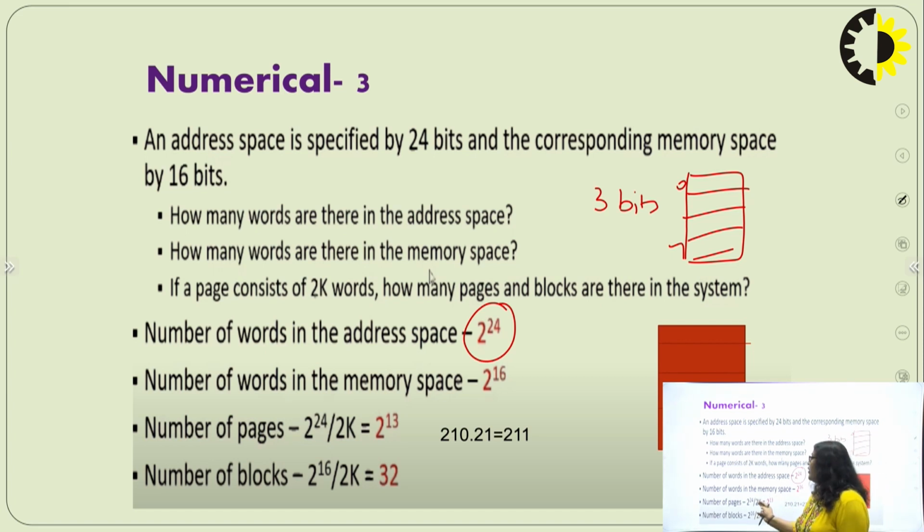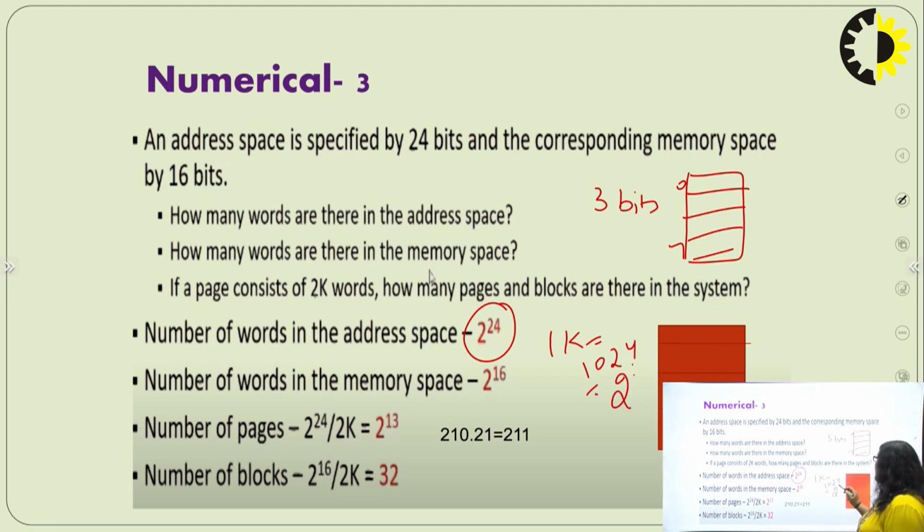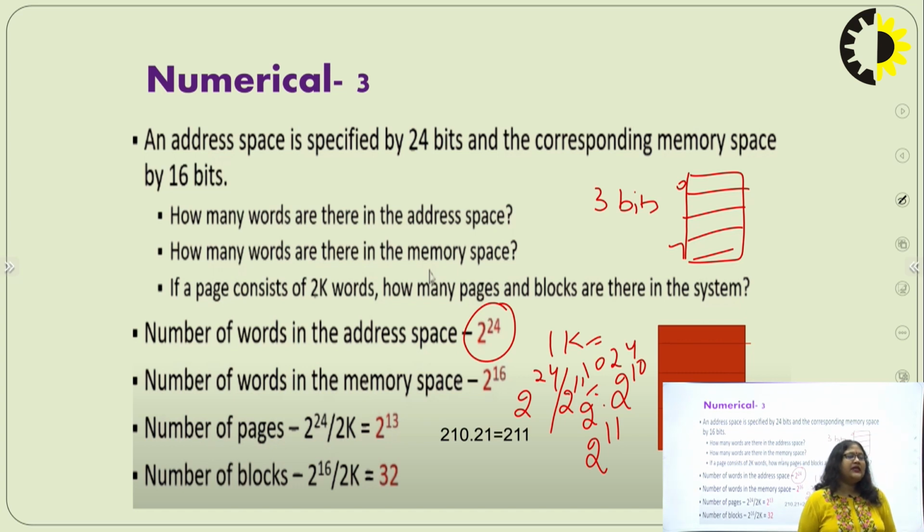We know the total number of words, and each page consists of 2k words. So we just have to divide 2^24 by 2k. 1k equals 1024, so that is 2^10, and 2k is 2 times 2^10, that is 2^11. So we have 2^24 divided by 2^11. So the total number of pages is 2^13.